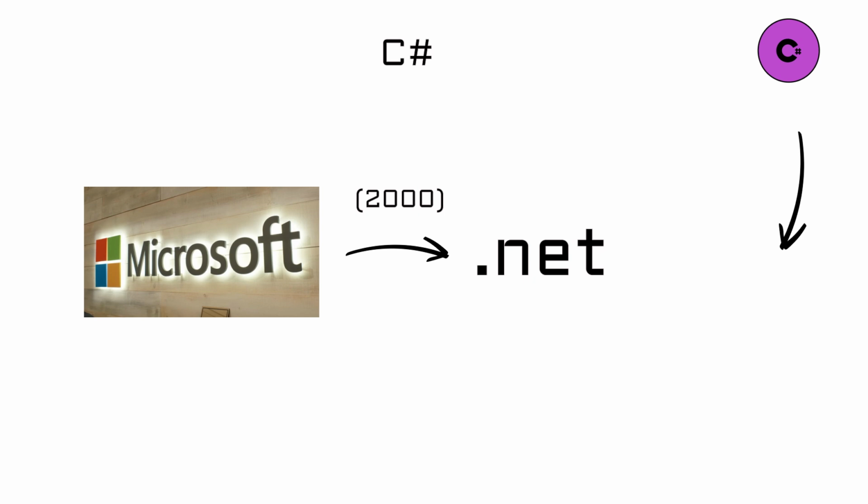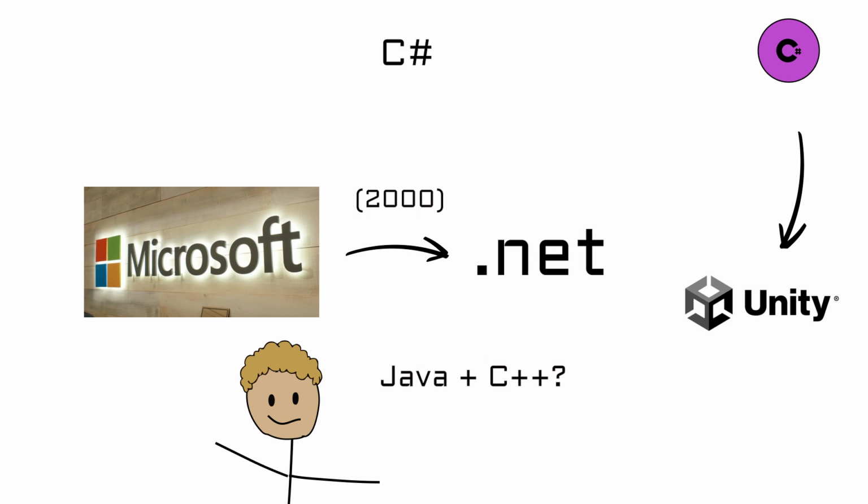C#. C Sharp is Microsoft's own creation, born in 2000 and built for the .NET platform. It powers tons of enterprise backends and game engines. Yep, Unity runs on C#. Think of it as a mix of Python and Java, but with less headache and a bit more comfort. And hey, if you dream of working at Microsoft, learning C# is definitely a smart move.